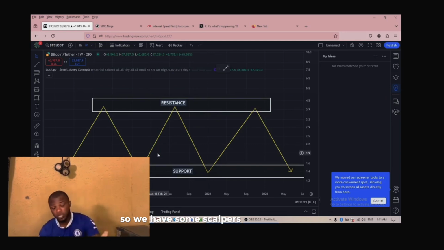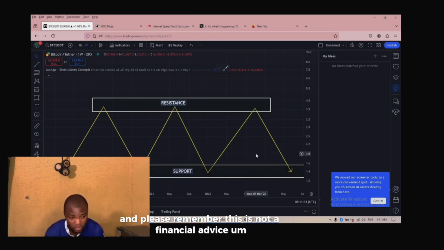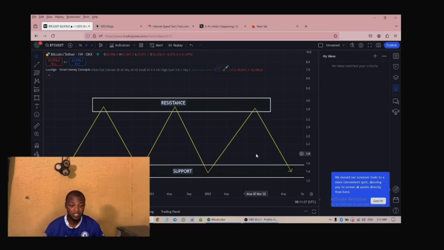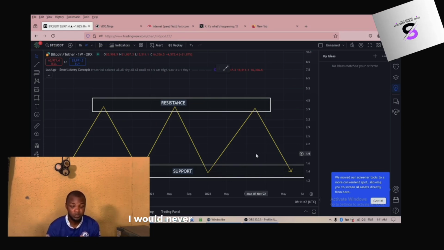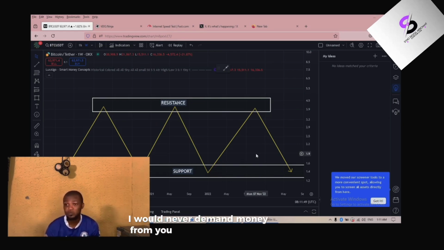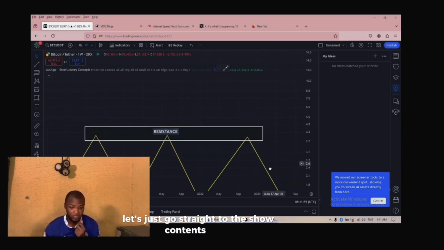We have some scalpers that trade on consolidation. The little movement going up and down is enough for them to make their money. And please remember, this is not financial advice. I should have said this earlier. Whatever you gain from here is only educational content, not financial advice. I'm not your special advisor. I would never demand money from you, from any angle, anywhere. Let's go straight to the show content again.